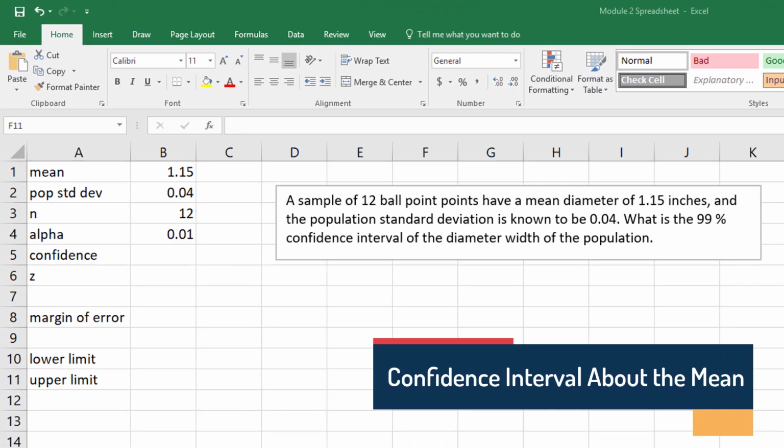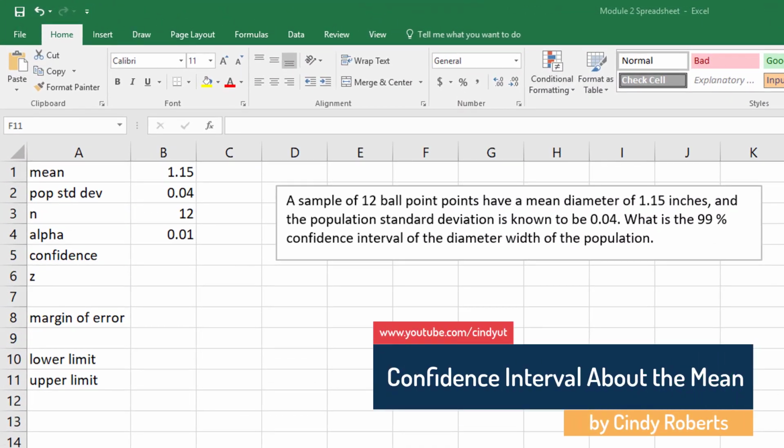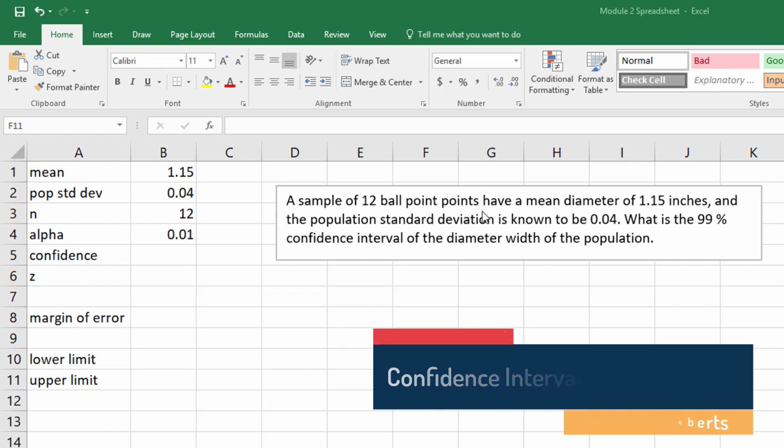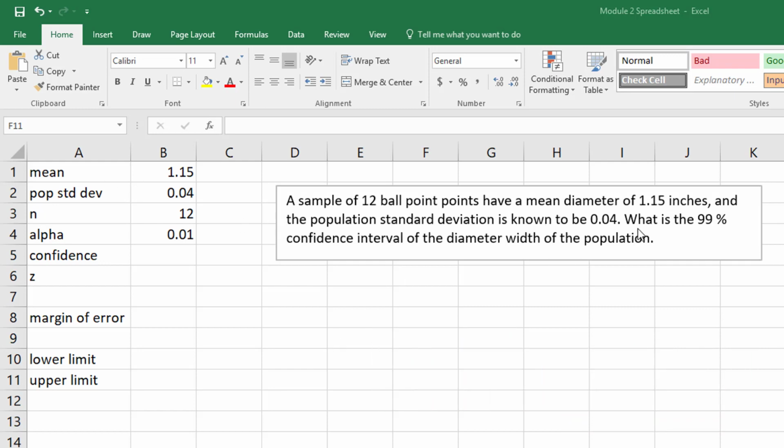All right, let's say that we actually have a problem where we're given a sample of 12 ballpoint pens. They have a mean diameter of 1.15 inches. The population standard deviation is known. So when the population standard deviation is known, you use the Z table. When it's not known, you use the T. What is the 99% confidence interval of the diameter width of the population?